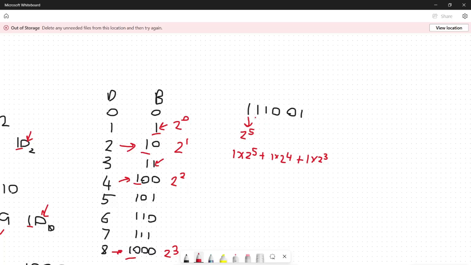So this can be represented as 32. No, sorry, this is represented as 64. No wait, this is represented as 32. This is represented as 16. This is represented as 8. And then because this is going to be 0 times 2 to the 2, plus 0 times 2 to the 1, because there are no values there, and then we're going to get 1 times 2 to the 0.